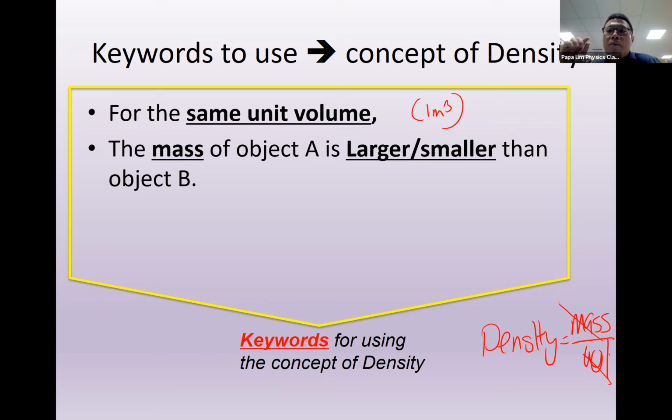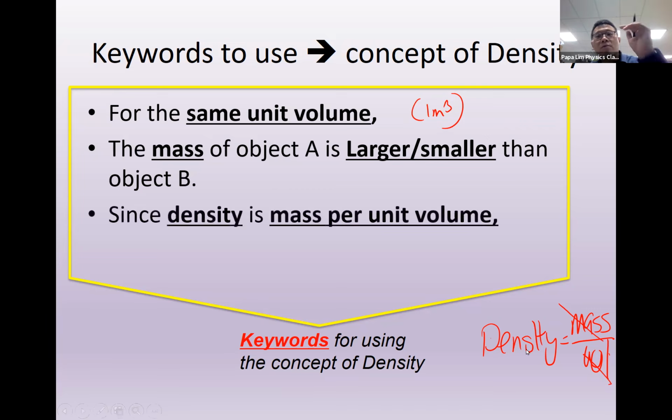Then after that, remember what you just did is you make a comparison, you make a statement on the mass, you make a statement on the volume. But just by making these two statements, you have not told the marker you understand what density is. Because the marker will not know what you are going to do with mass and volume. So you have to tell the marker that you know what density is, which is mass per unit volume.